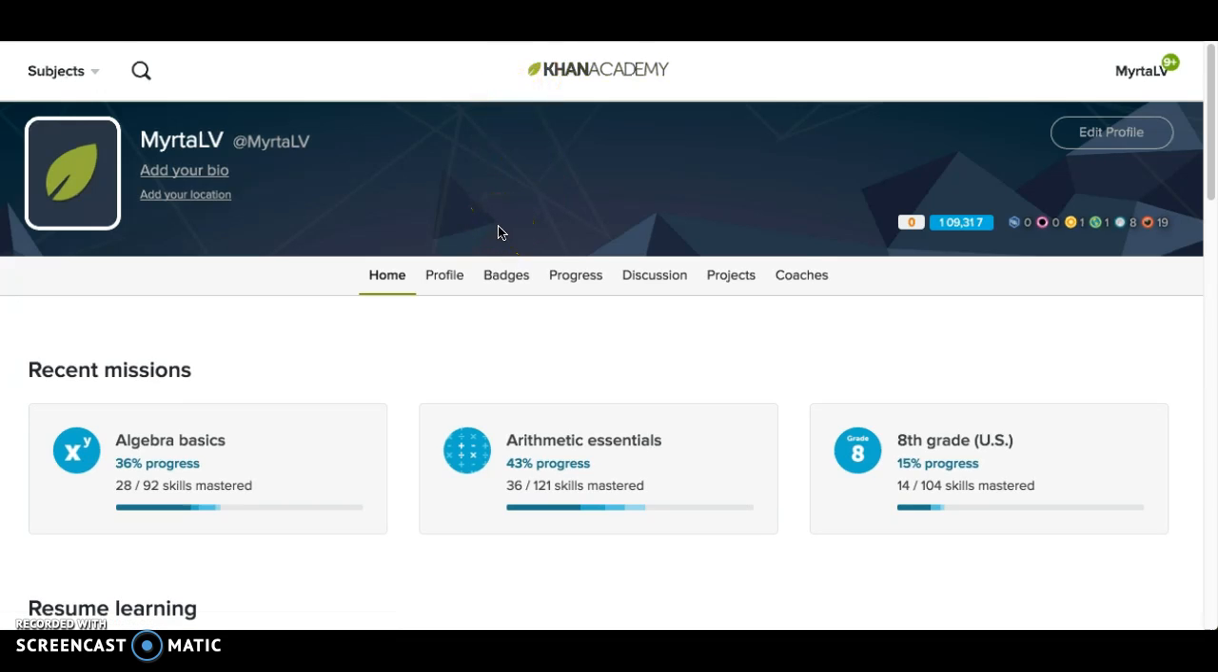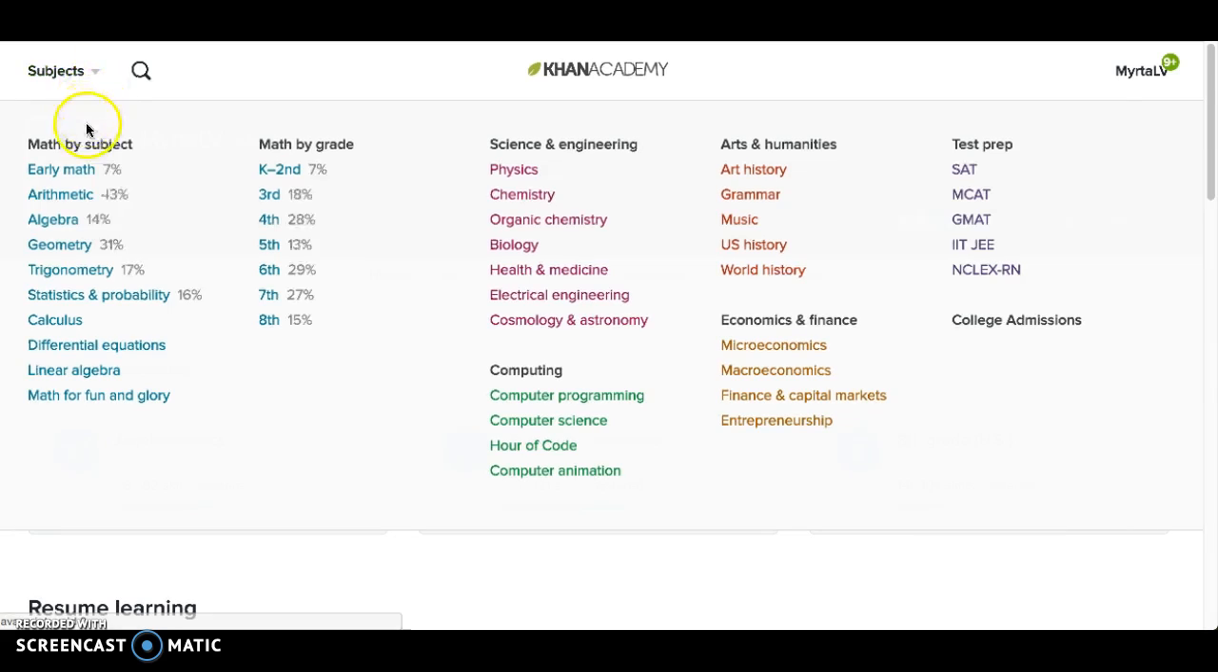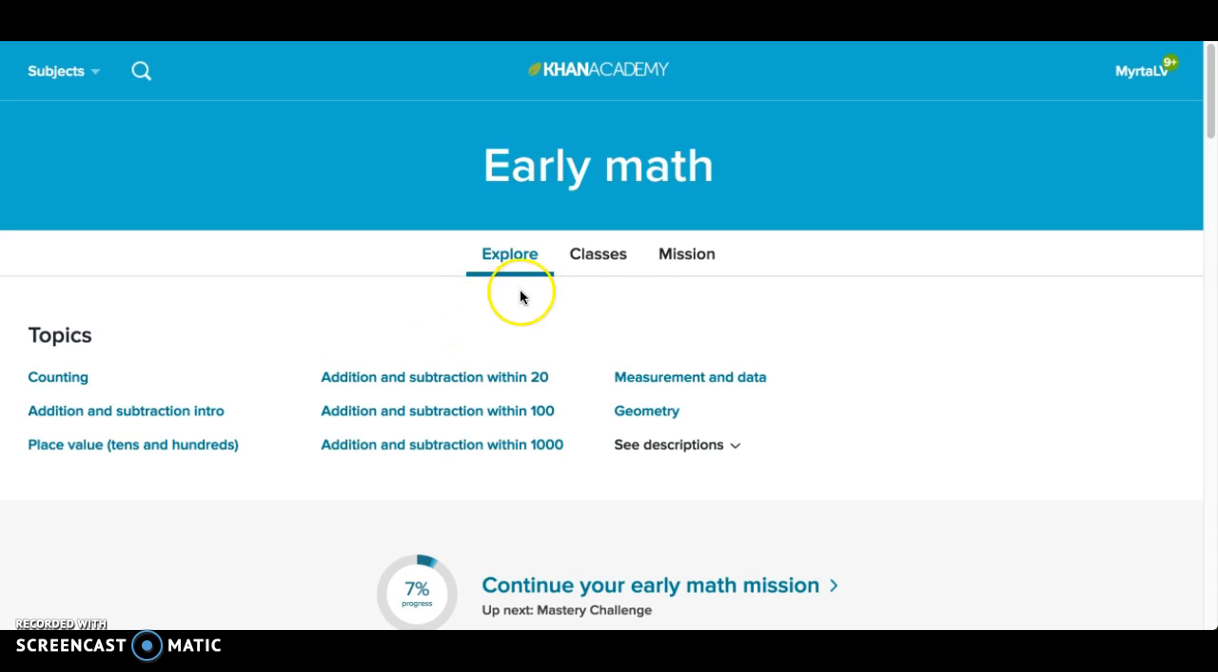You can search for specific lessons using the search bar. Let me show you where that is. So here, you click on this guy right here, and you can search. Or you can use the Categories tab to search for the math levels that you wish to practice. So let's get rid of that. And if you click on Subjects, you'll see that you have all sorts of topics and grade levels for math. You can click on Early Math if you wanted to, and you'd be taken to Explore, Classes, or Mission.